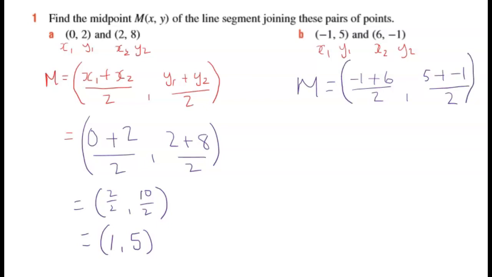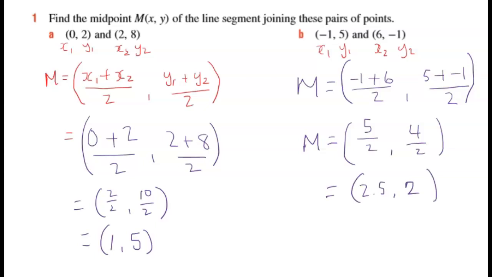And I'm just going to make sure I've put those values in correctly. Good. All right, so -1 plus 6 is 5. And 5 plus -1 is 4. Okay, so 5 divided by 2 is 2.5, and 4 divided by 2 is 2. So there's your midpoint of the line. Okay, let's scroll on.